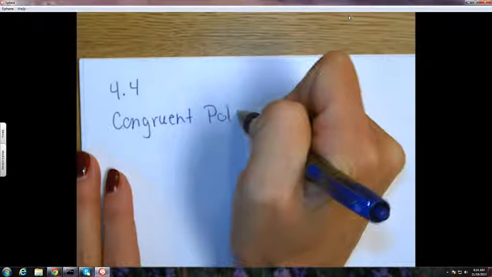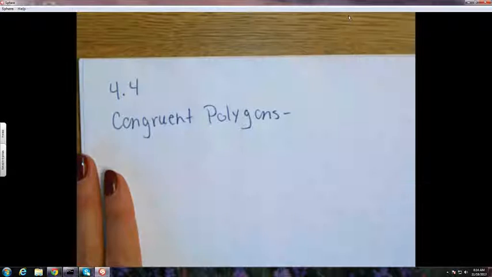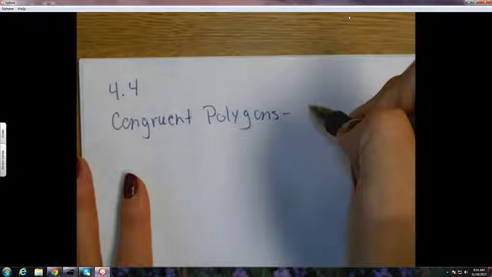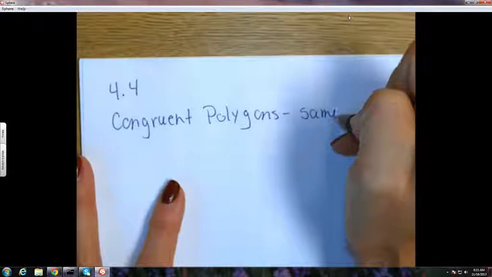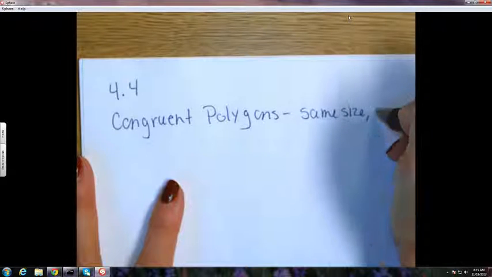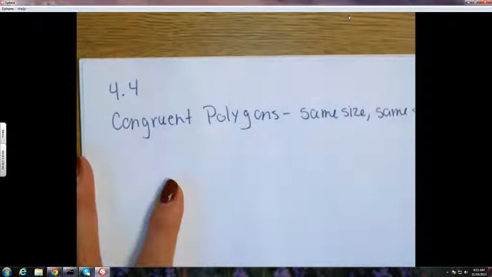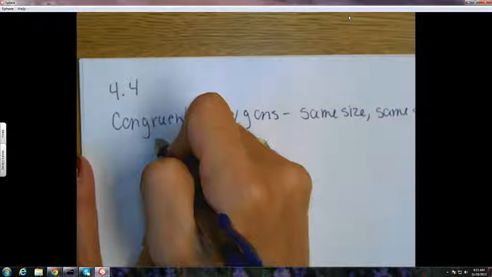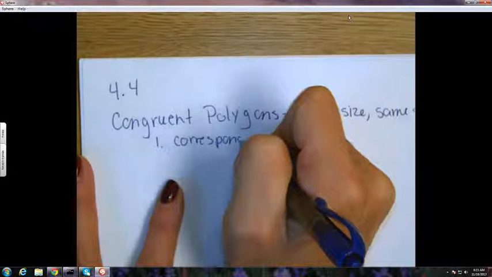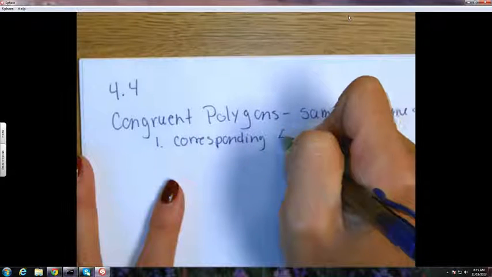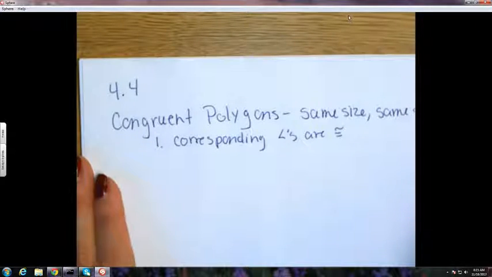congruent polygons. Okay, congruent polygons are basically just polygons that have the same size, same shape. Same size, same shape. Which means two important things. That corresponding angles are congruent and corresponding sides are congruent.